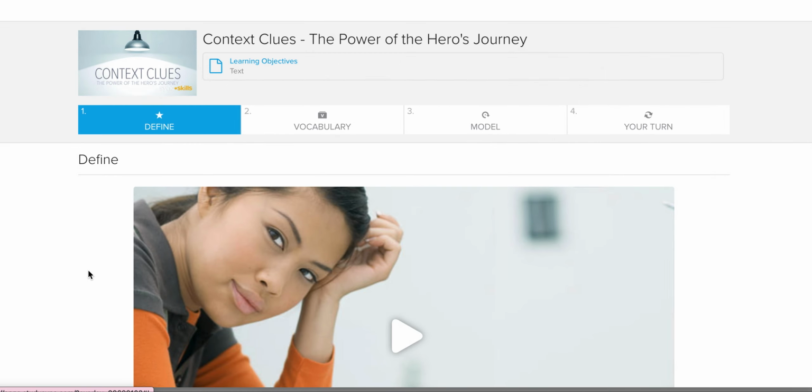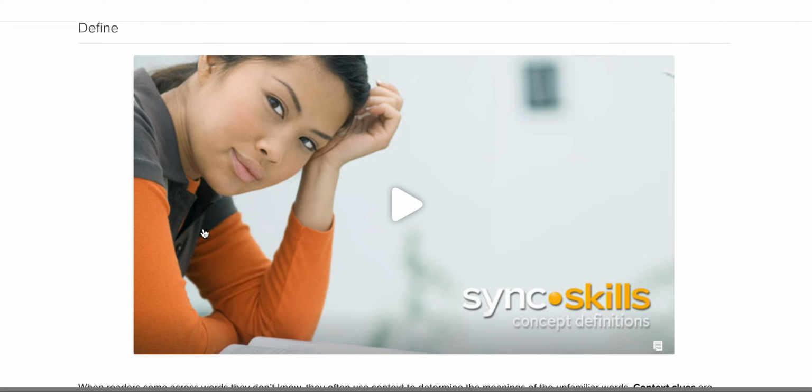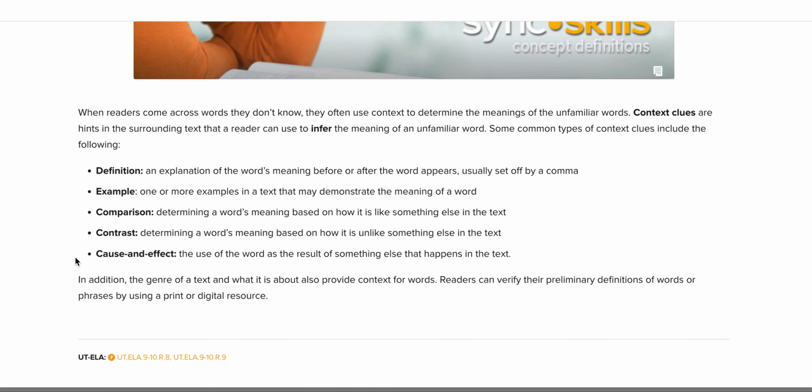All right, let's go ahead and begin by going through the tabs. I would suggest taking a quick look at the concept definition video. It can help clarify this concept, but let's go through the introduction together. So there are 5 different types of context clues, and that's what this introduction discusses. Let's just begin reading it.